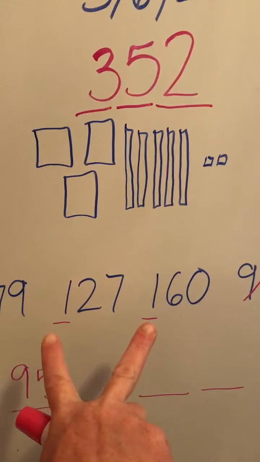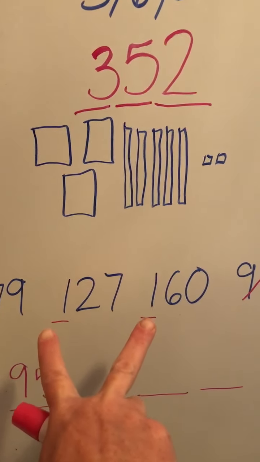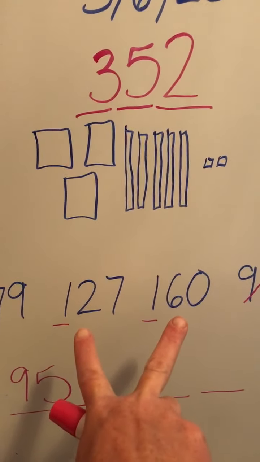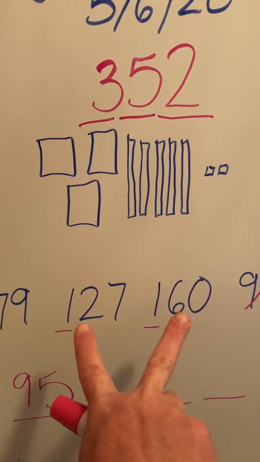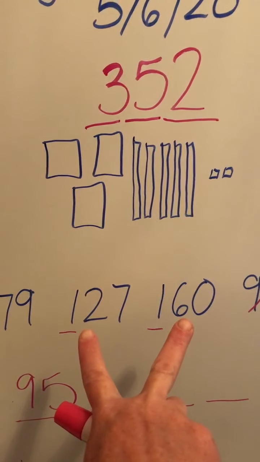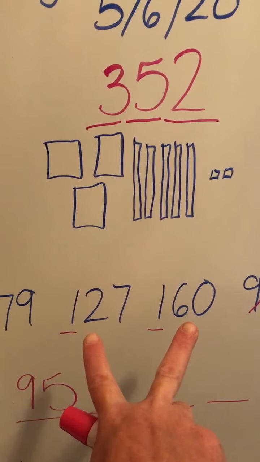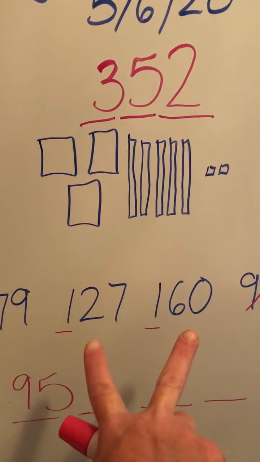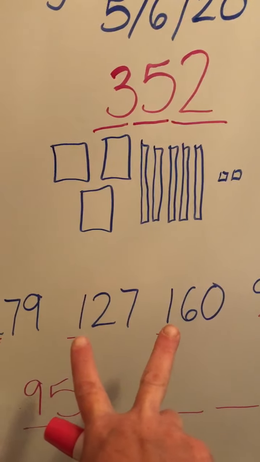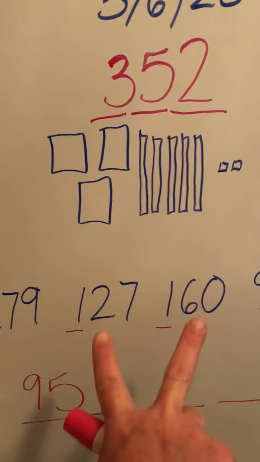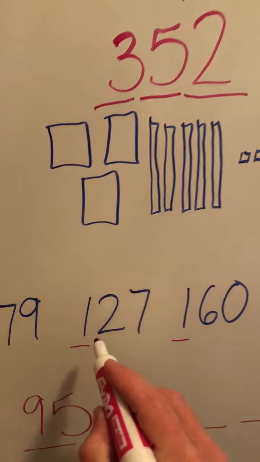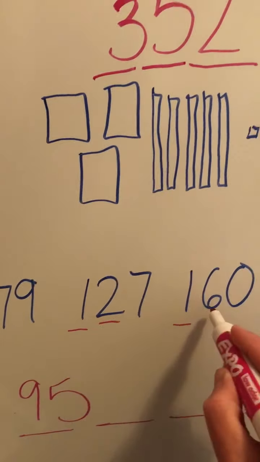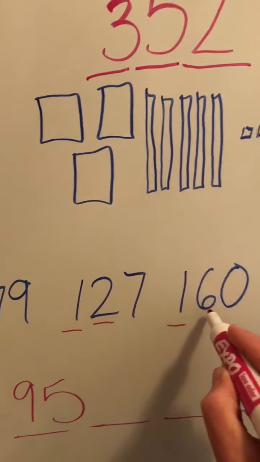So now, since our hundreds are the same, we're going to look at what place? The tens place. This is kind of like when you're putting words in alphabetical order. If the first letter is the same, you move to the second letter, right? Same thing here. If you have the same number of hundreds, then you're going to look at your tens. Here we have 2 tens. Here we have 6 tens. Which one is the least out of those 2?